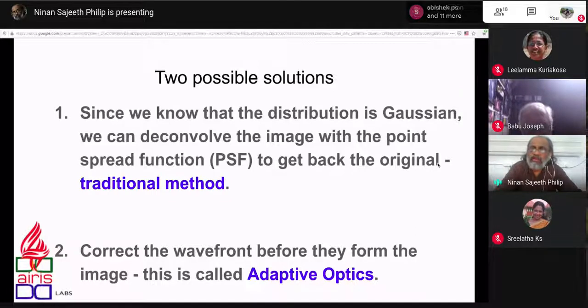So the modern method uses adaptive optics. In adaptive optics, they correct the wavefront even before the image is created. This is a highly expensive and computation-intensive task. We are proposing two solutions for each of these problems, and that is going to be the topic of today's presentation.